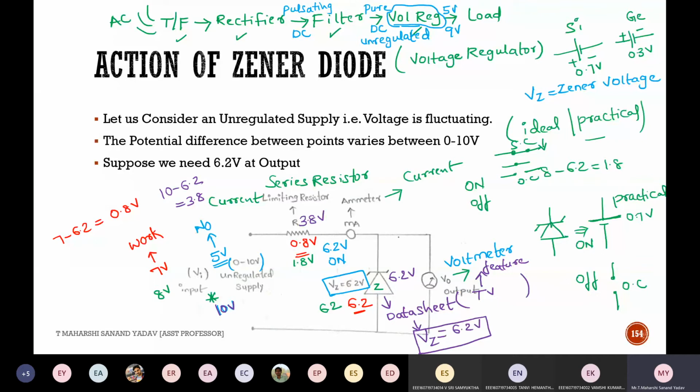This concept will be clearer once we solve different problems. He will mention something like this: if VZ is 10 volt, the minimum amount of voltage that it requires is 10 volt. If I apply below 10, will it function or not? It will not function. Above 10, it will work. So it depends upon the data sheet.